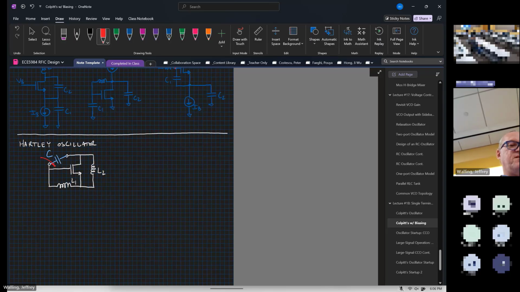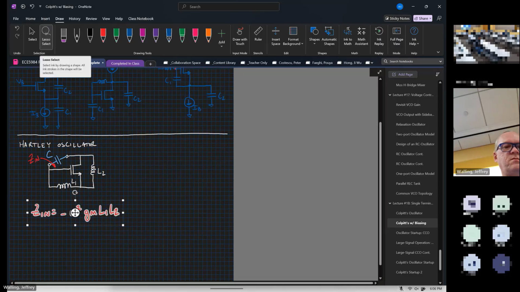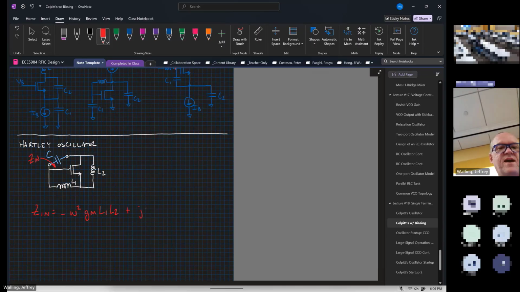Indeed, if we look into the terminal here, looking at what the input impedance is, we find that Zn is equal to minus omega squared times Gm times L1 times L2. Oops, let me move this a little bit. And my reactance is j omega times L1 plus L2. So I have this negative R, and I have L1 in series with L2.